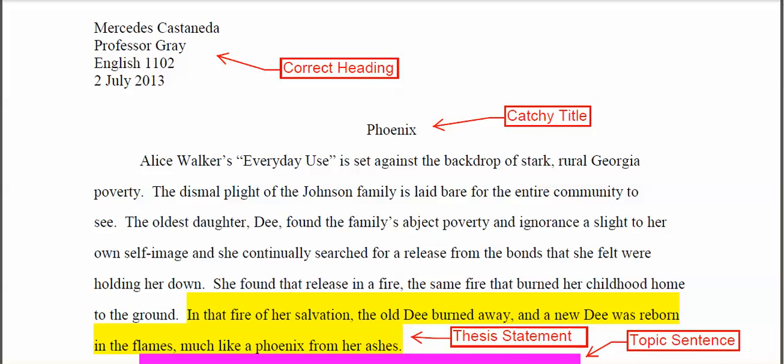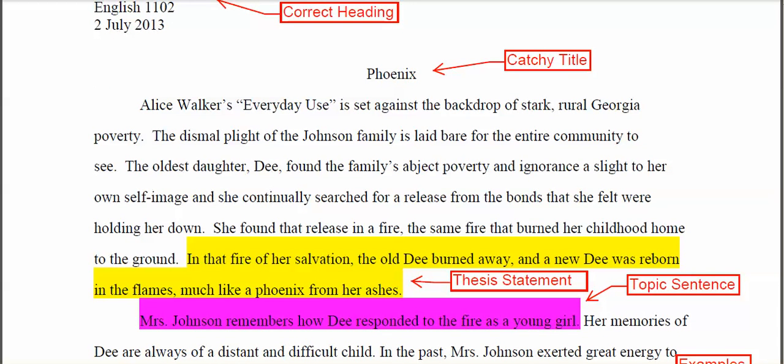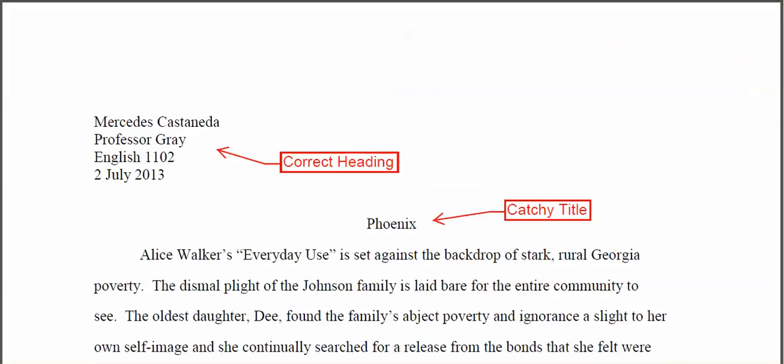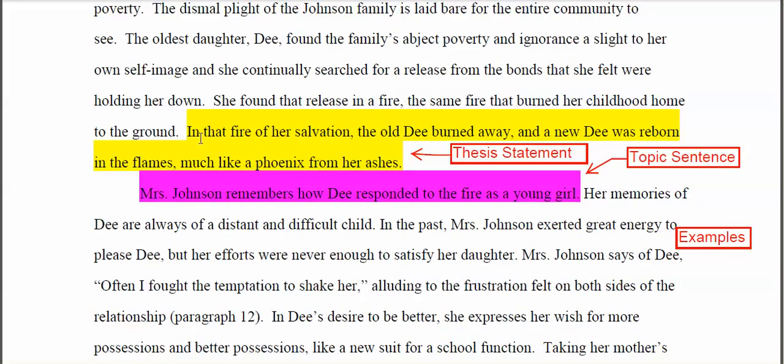I have highlighted the three most important sentences in your essay: the thesis statement and the three topic sentences. The thesis statement is highlighted in yellow, and the three topic sentences are highlighted in purple. Notice, she will argue that in that fire of her salvation, the old Dee burned away and a new Dee was reborn in the flames, much like a phoenix from her ashes. That is her thesis statement. And she could break this down into three parts, and each part will be a body paragraph.